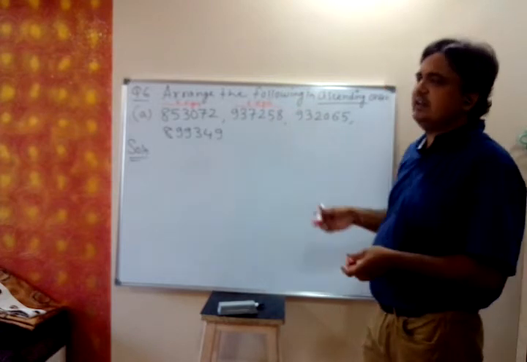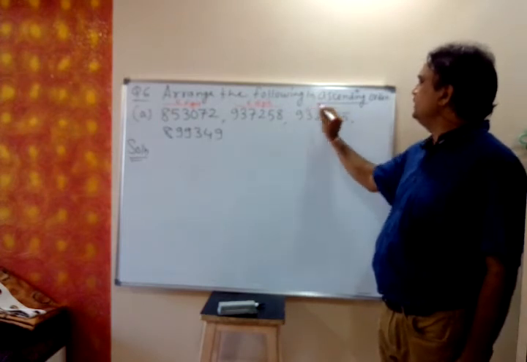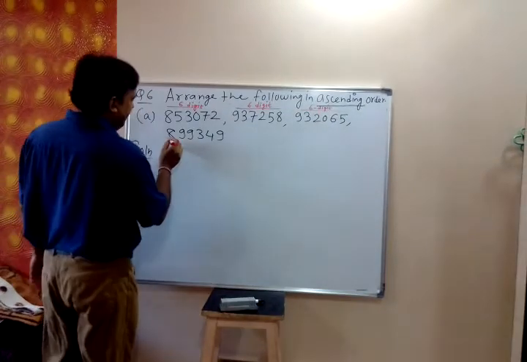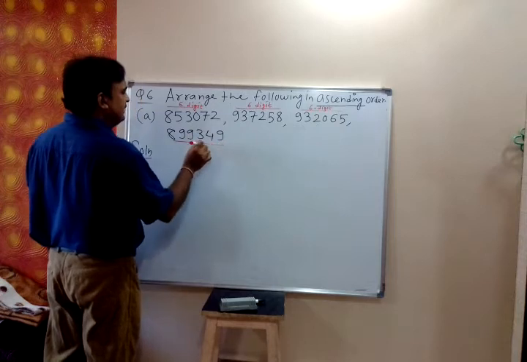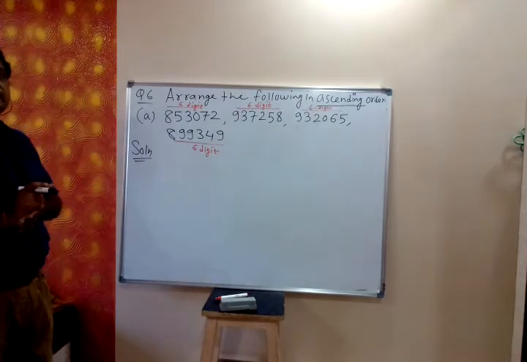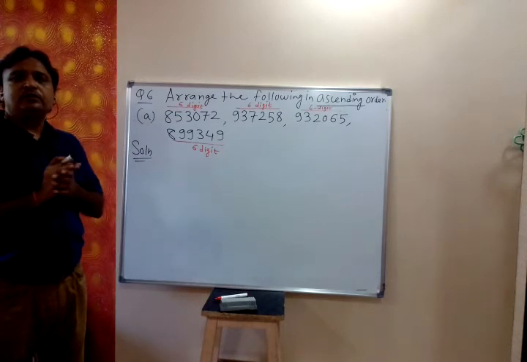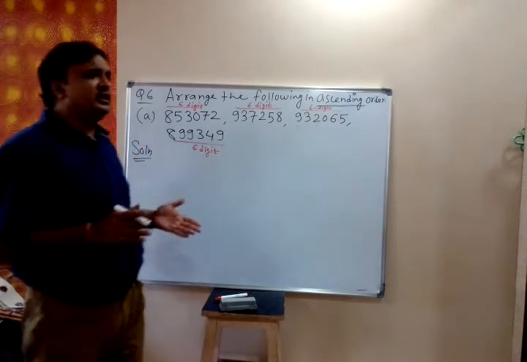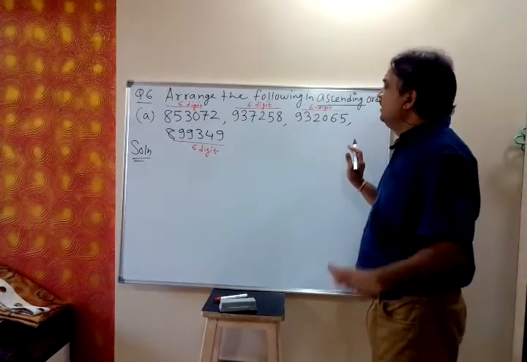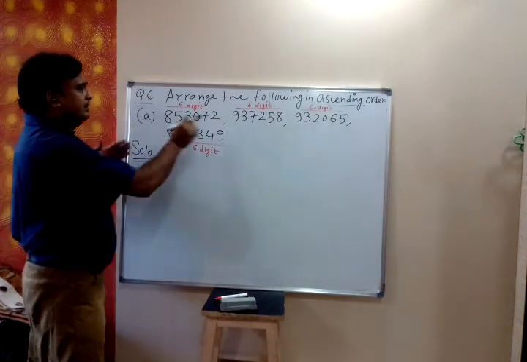This is for your understanding that I am writing. You can also write with pencil, no harm. 1, 2, 3, 4, 5, 6. This is also 6 digit, and this is also a 6 digit number. So all are 6 digit numbers. So what do I have to do? I have to compare the digits from the left. All the numbers are 6 digit, so when the number of digits are the same, you have to compare the numbers from the left.